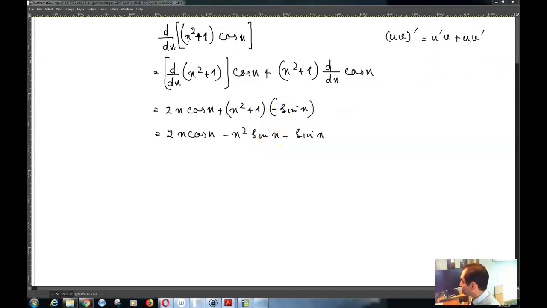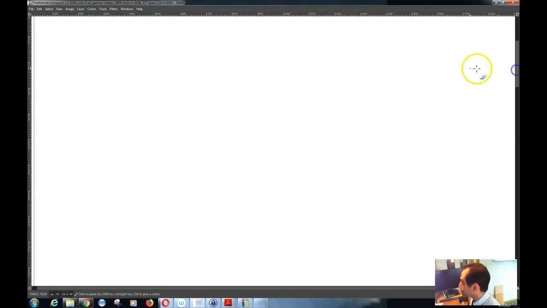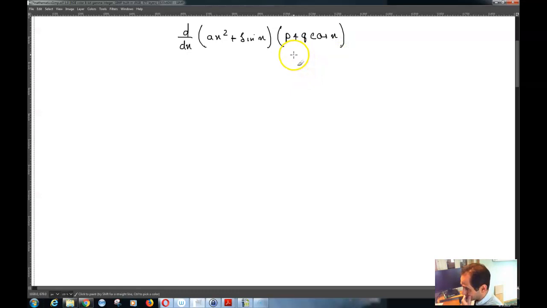Now number 24, you have d by dx of ax squared plus sin x times p plus q cos x. And you want to find the derivative of this function. Again, u times v whole prime is equal to u prime times v plus uv prime.